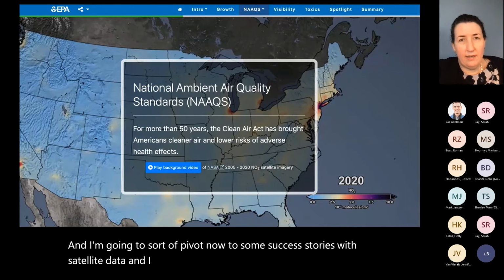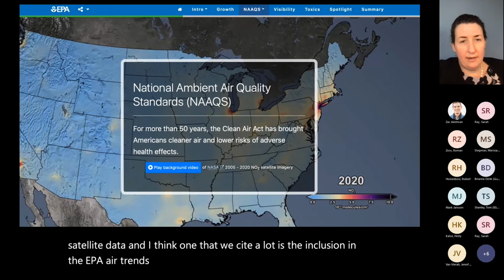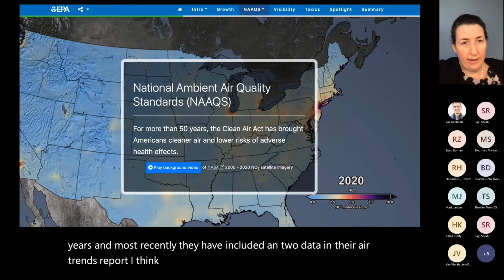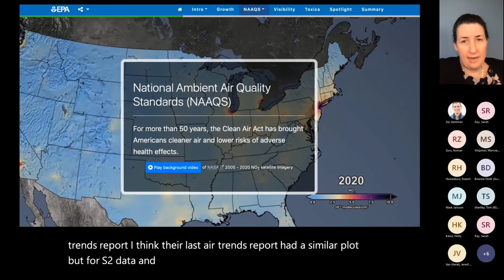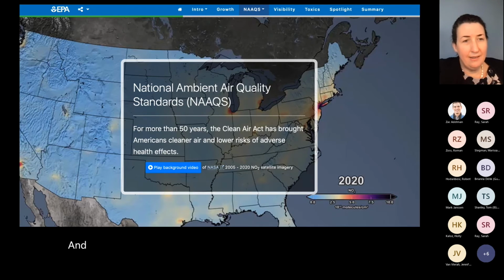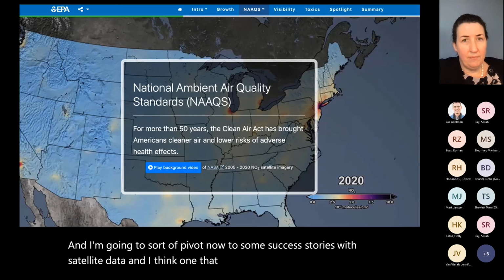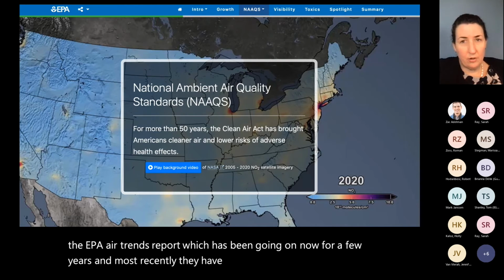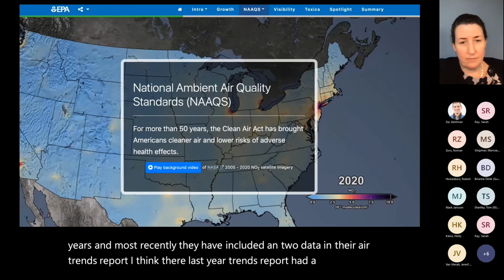I think one that we cite a lot is the inclusion in the EPA Air Trends Report, which has been going on now for a few years. Most recently, they have included NO2 data in their Air Trends Report. I think their last Air Trends Report had a similar plot, but for SO2 data. And in all cases, the satellites really are a compelling visual indicator of air pollution going down, down, down due to air quality management over the past 50 years.